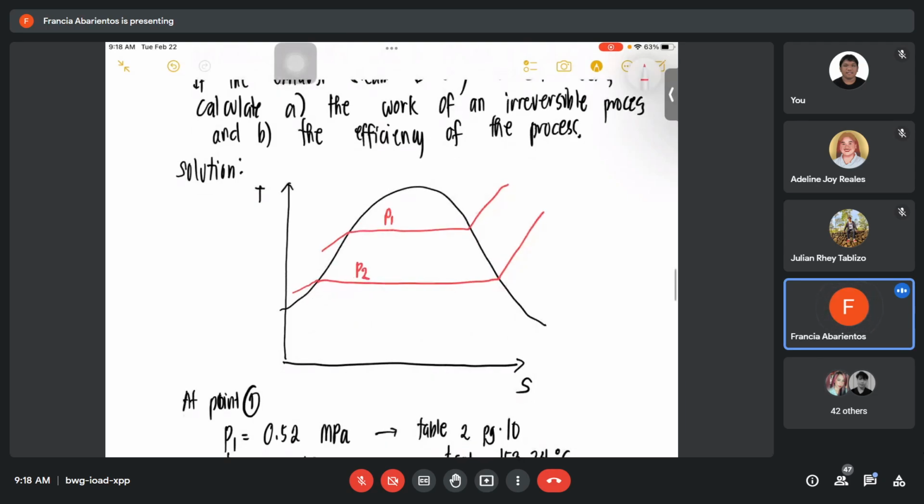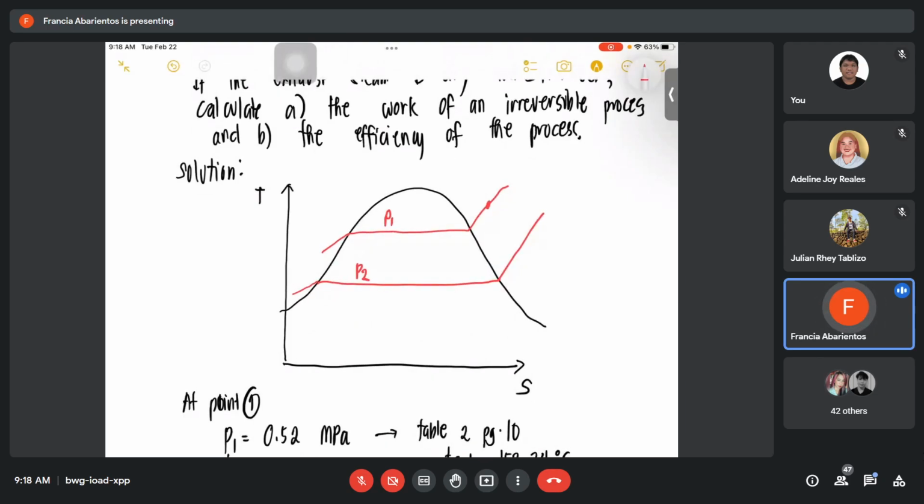Okay. Since na-determine natin at pressure 1, that is a superheated. Doon siya sa labas. Point 1. And at point 2, this is the ideal. Okay? Bakit hindi? Straight line dapat yung class, straight. Okay? Para makonsider natin S1 is equal to S2.